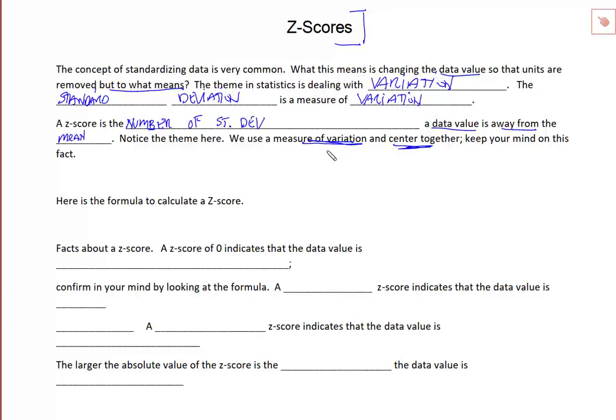So where have we seen this before? Remember when we did the upper fence? We looked at Q3 plus 1.5 times the IQR. So the IQR is a kind of measure of variation. And Q3, if you recall, was part of the center, one edge of the center of all the distributions. So again, keep that in mind as we continue to look at this.